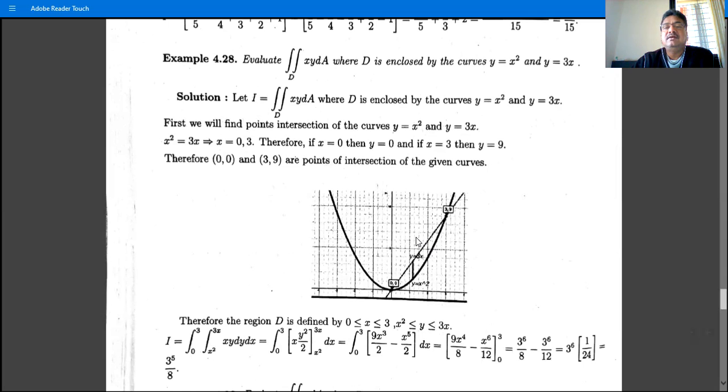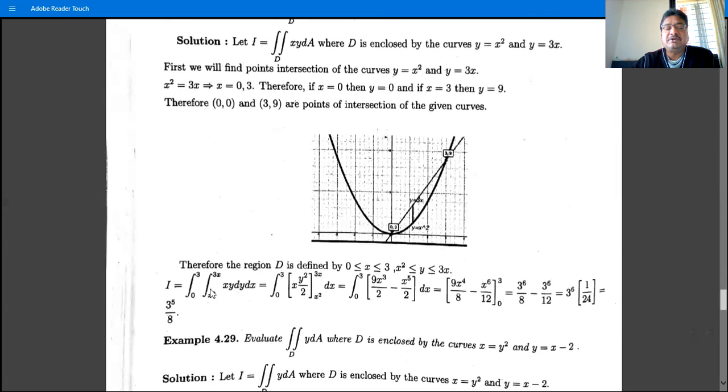And then in order to integrate, suppose with respect to y first, this integration is, suppose I is equal to integration of x into y dy dx, right? So first we have to integrate with respect to y. So take a strip parallel to the y-axis, and one end of the strip touches y is equal to x square. So y is equal to x square is the lower limit, and the other end of the strip touches the y is equal to 3x line. So y is equal to 3x is the upper limit.